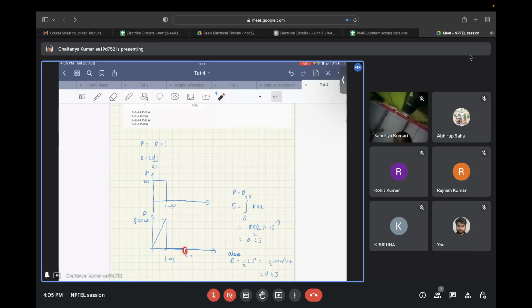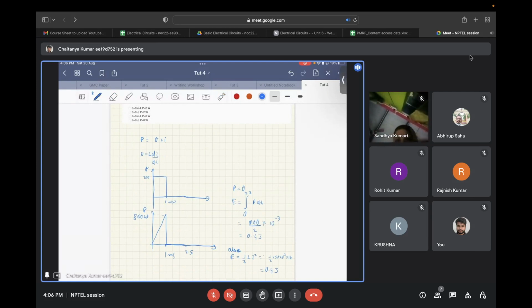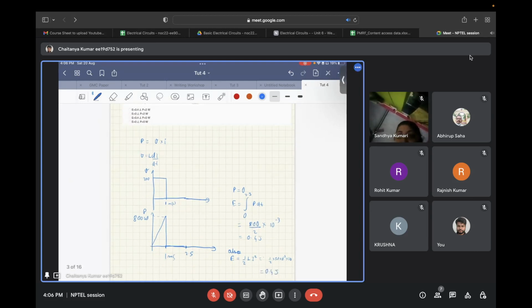At 2.5 milliseconds, which is what the question asked, from this curve you can see that the power in the inductor is 0. Now, energy is nothing but the area under the curve for the power. So if you integrate the power waveform from 0 to 2.5 milliseconds, you will get the energy at 2.5 milliseconds. You just have to find the area of this triangle. That comes out to be 0.4 joules.